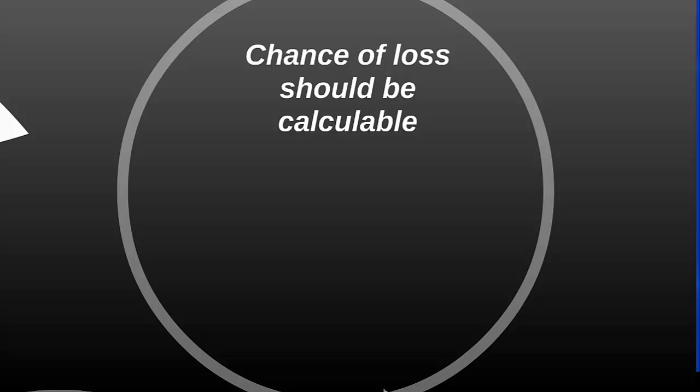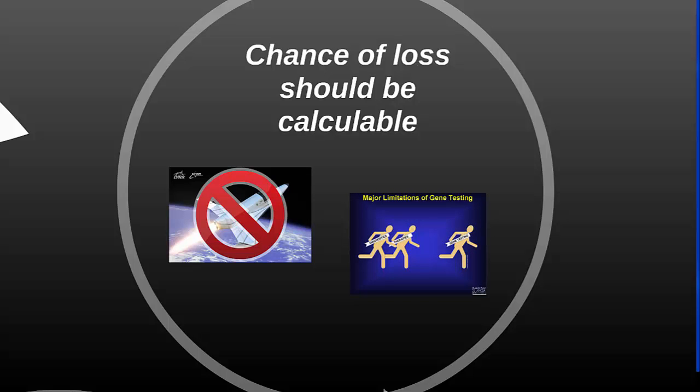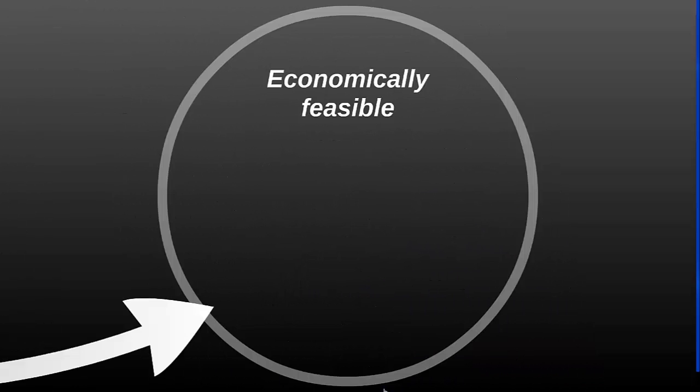Additionally, the chance of loss should be calculable. We generally don't know the frequency of loss from risks associated with space travel. So these are non-insurable, but can be insured in the surplus lines. And gene testing and other genetic work in the medical research industry. There are so many unknowns about the potential liability associated with gene testing that these are generally not insurable in the standard market.